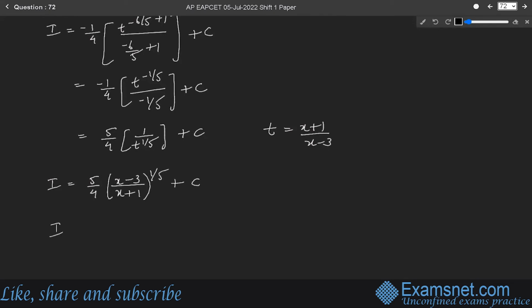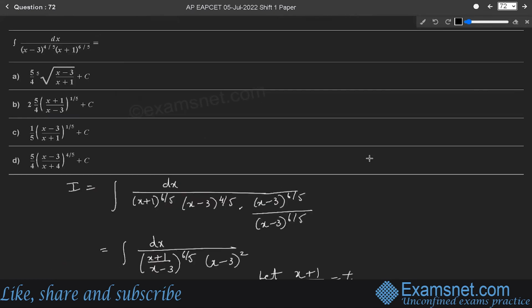It can also be written as I is equal to 5 by 4 into root of (x minus 3) upon (x plus 1). And since the power is 1 by 5, it will be fifth root of (x minus 3) upon (x plus 1), plus c. This is the required answer for the given question. Therefore, we can say that out of all the given options here, the correct option is 5 by 4 into fifth root of (x minus 3) upon (x plus 1) plus c, which is option number A.